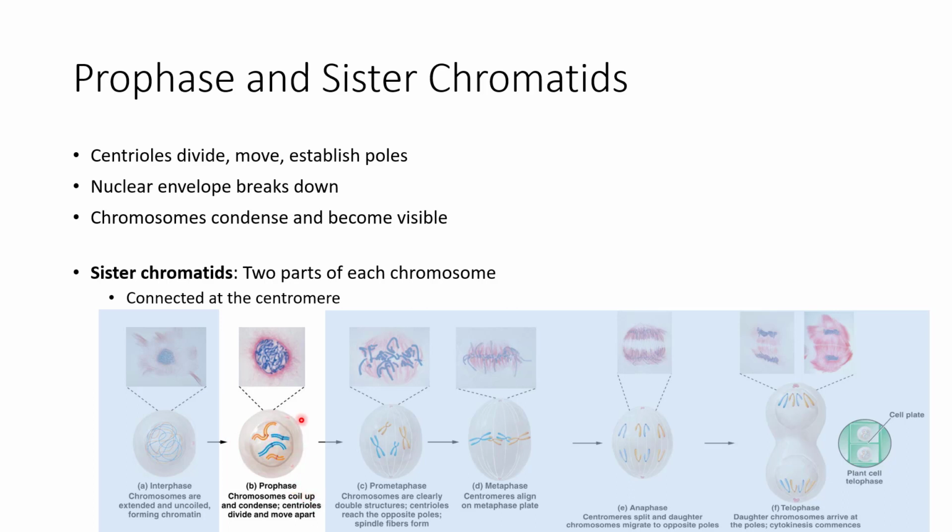So what we see happening in the cell during this stage is that our centrioles divide and they start moving towards the 2 poles of our cell. They're going to establish those poles. Additionally, what defines prophase is that we start to see the nuclear envelope break down, but we can still see it in the cell. So here we can still see the nuclear envelope. We're seeing the chromosomes start to condense and become visible. So our chromatin is condensing and becoming visible. And our sister chromatids are going to start to connect at their centromeres.